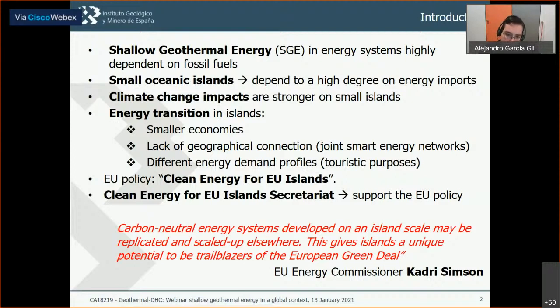Together with the European Parliament, the EU Commission set up a secretariat specifically for the clean energy for EU islands initiative. And in 2019, the secretariat published the first handbook of clean energy transition agendas to support regional communities in their transition from planning to citizen involvement.